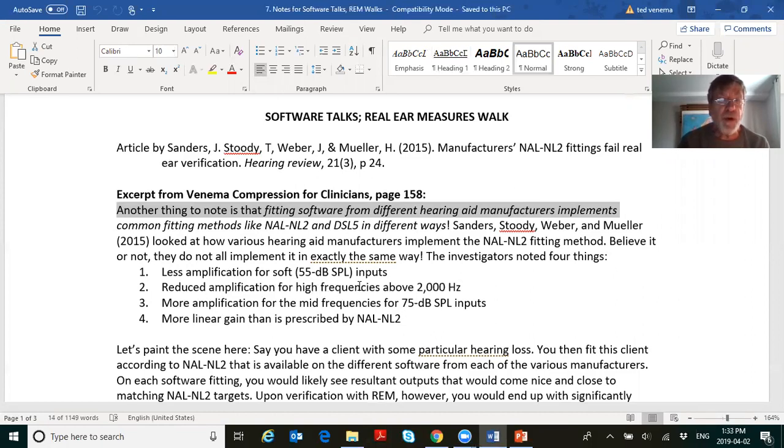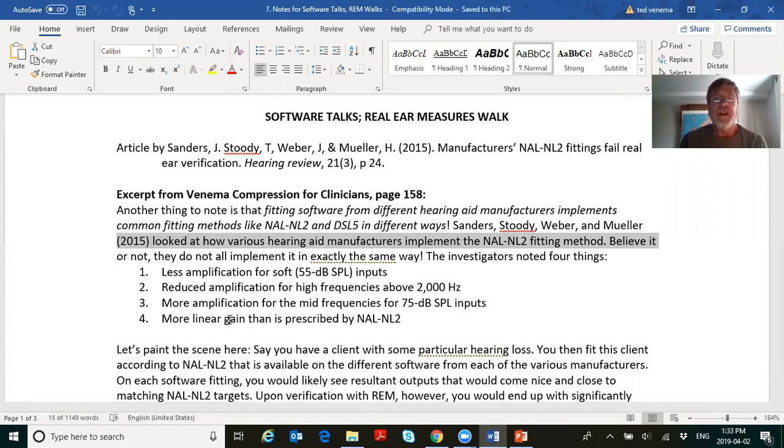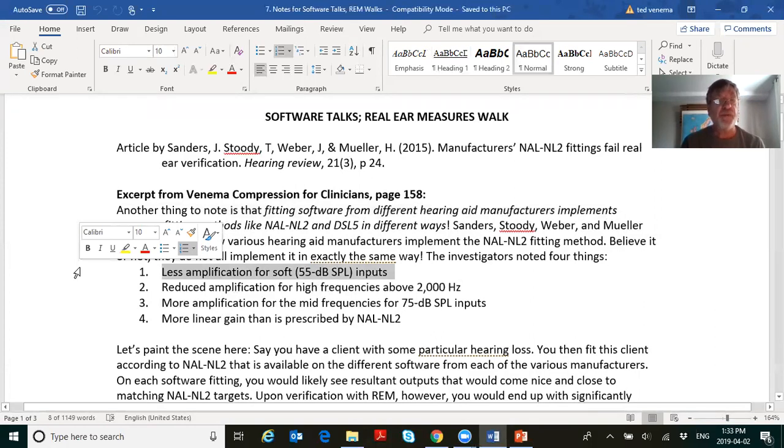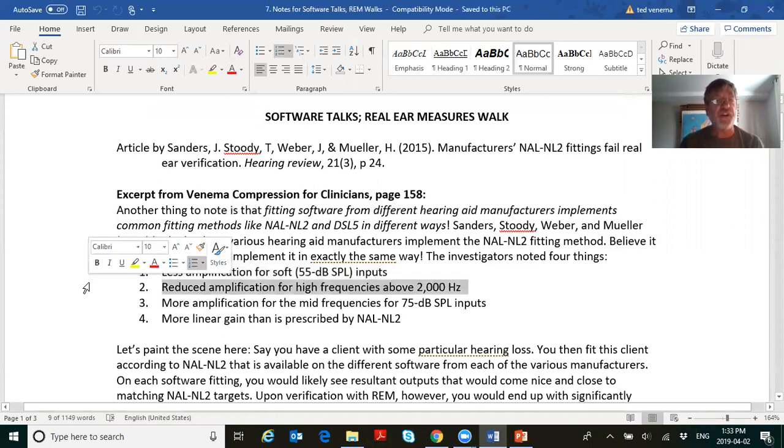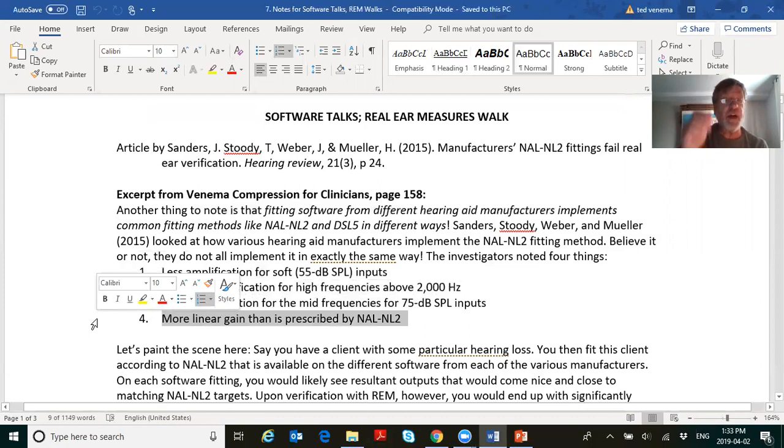Sanders, Stuedi, Weber, and Mueller 2015 looked at how various manufacturers implement the NAL-NL2 fitting method. Believe it or not, they do not all implement it in the same way. These investigators noted 4 things. They tend to give less amplification than the typical NAL-NL2 for soft inputs. They tend to give reduced amplification than NAL-NL2 for the high frequencies above 2000 hertz. They tend to give more amplification for the mid frequencies, and more linear gain than is prescribed by NAL-NL2. So it's these things that they do.